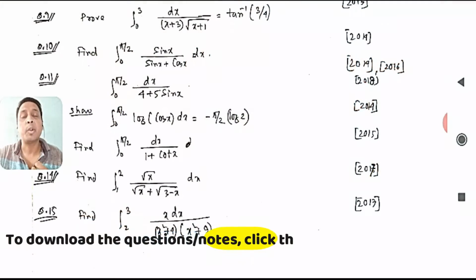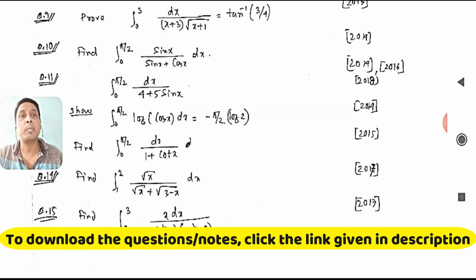Okay students, welcome you all to this new lecture in basic level where we are solving previous year Tripura University questions on definite integral. So in this lecture we will be solving question numbers 9, 10, 11. Okay, then let's try to solve these questions.